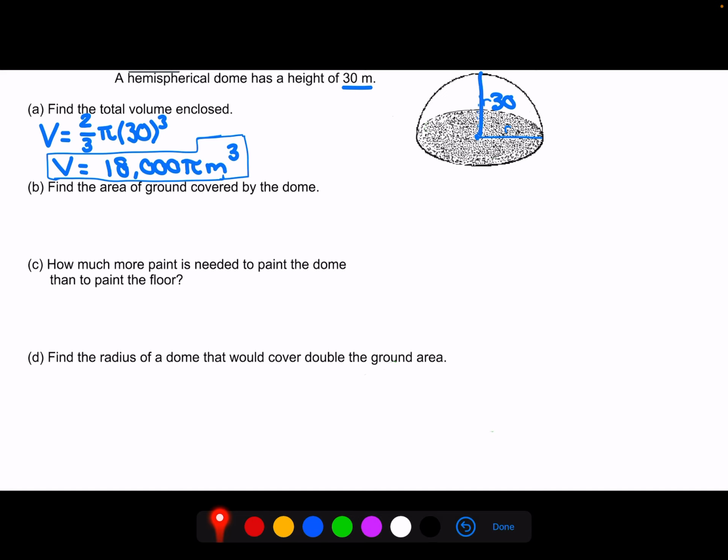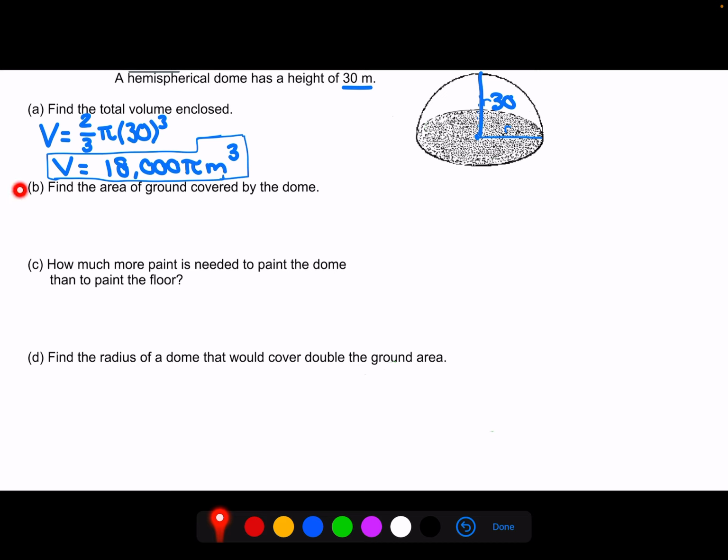Again, 30 times 30 will give me 900. 900 times 30 will give me 27,000. And then 2/3 of 27,000 is 18,000.